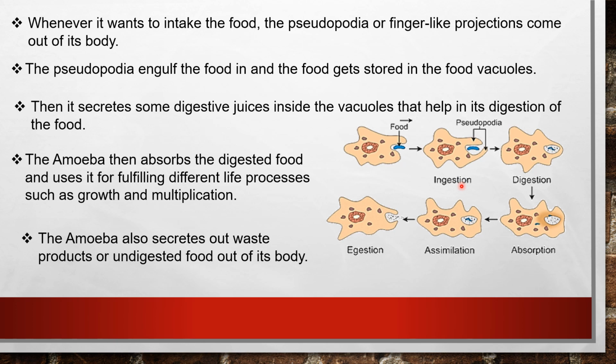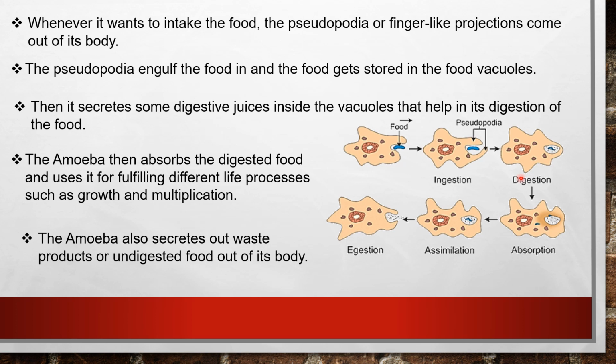And the next process is digestion. From the food vacuole, some digestive juices are secreted out, and those juices help in the digestion. Okay, so digestive juices inside the vacuoles help in the digestion of the food. So after ingestion, digestion, that process is also over.